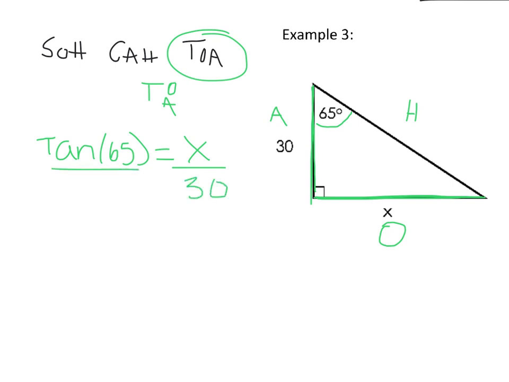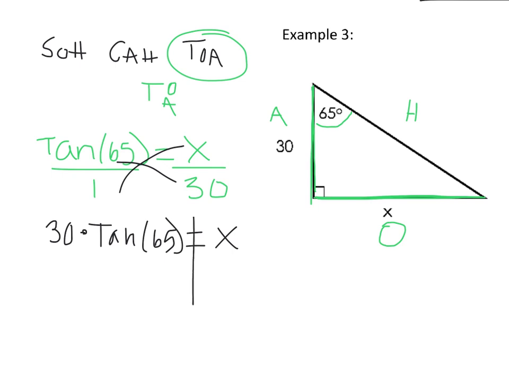Make this side a fraction too, and then we can cross multiply. So tangent of 65 times 30, so 30 times the tangent of 65 equals 1 times x, which is just x. Now if I go to solve this, we see that x is on this side all by itself, so all we have to do is just multiply 30 times the tangent of 65. So x equals, if I do 30 times that, tangent of 65 is just a number, I get 64.34.